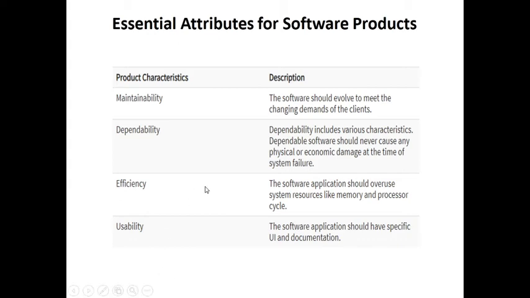The first one, the most important one, is maintainability. Whatever you develop must be maintainable in nature, because in future you are supposed to make several changes. We have seen in the last slide that changes are required. Maintenance is required for some other reasons now and then. So there must be scope for making these changes. Then dependability. Dependability includes various characteristics, right? Dependable software should never cause any physical or economic damage at the time of system failure, right? So there must be no failure. You can easily depend upon it. It is going to fulfill all your requirements.